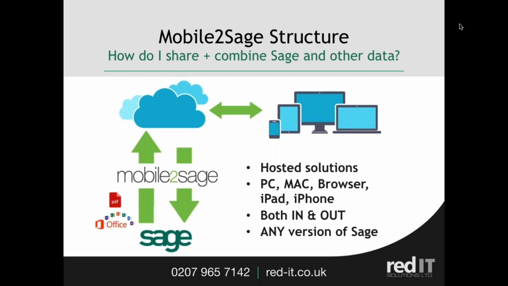And Mobile to Sage is a kind of zero footprint application whereby it's a hosted solution, so you don't have to worry about installing anything or having servers or anything like that. And the key benefit of it is that it's cross-platform. So it works on a PC or a Mac or a browser, as well as an iPhone or an iPad, which I'm going to use in a second.